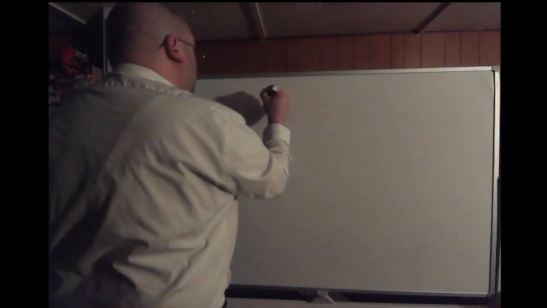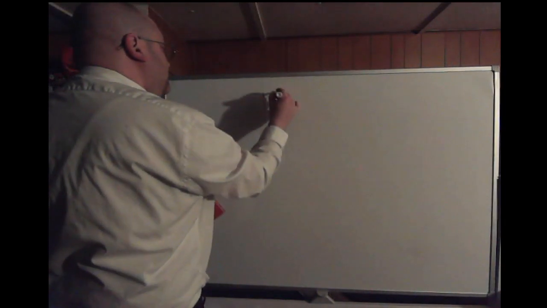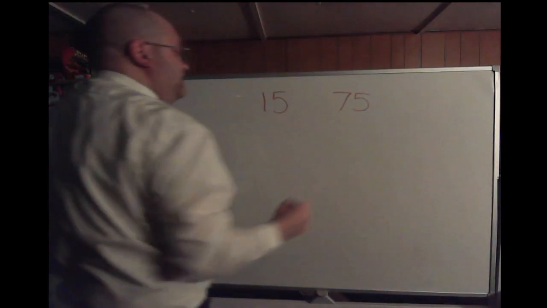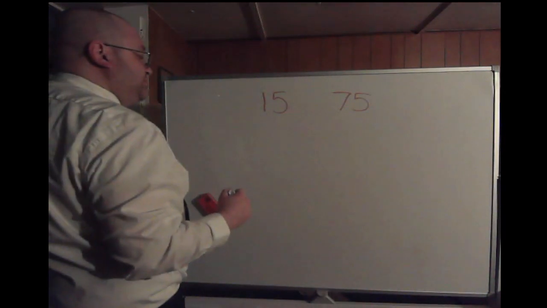Let's see here. How about 15 and 75? So we got 15 and 75. Find the least common multiple of those.